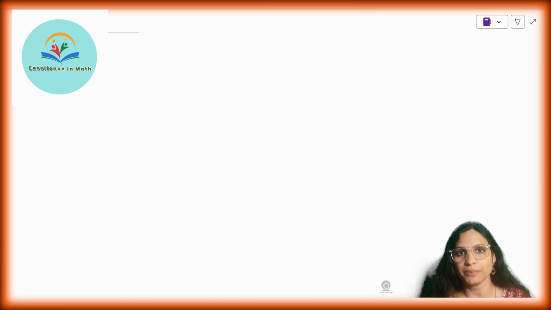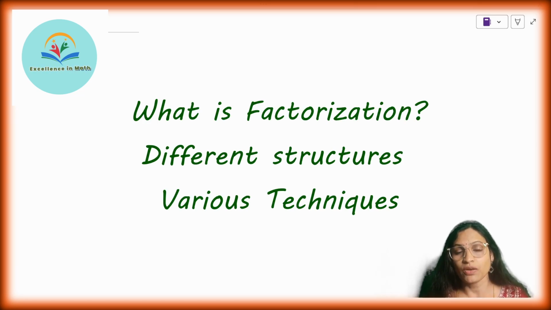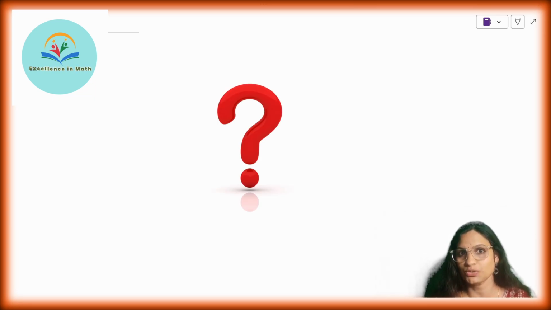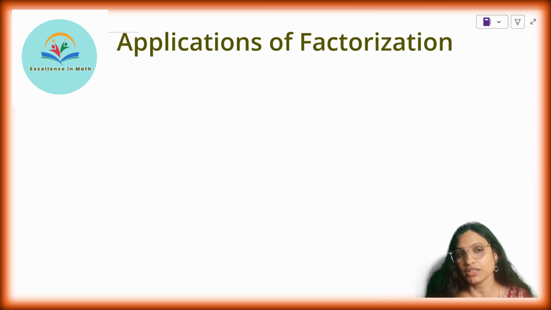I am Pravina P. In the last session, we mastered the foundations, like what factorization is, what the different structures of algebraic expressions are, and also various techniques to break them into irreducible factors. After explaining this lesson in my class, honestly, I have seen a question mark on my students' faces: when am I ever going to use this in real life?